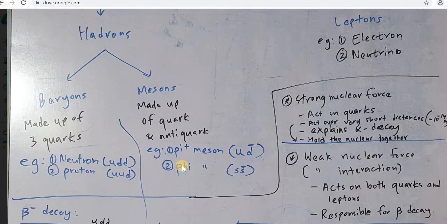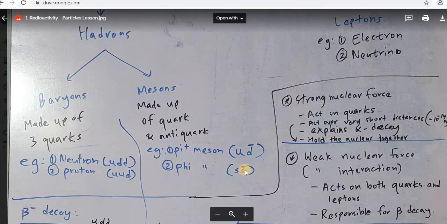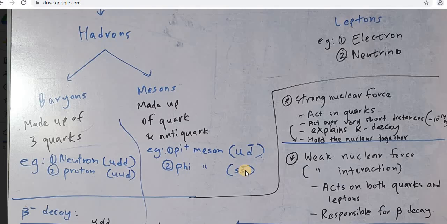Now, phi meson. Since it's a meson, it will have a quark and an antiquark. Now remember strange quark. I told you an easy way to remember. Strange means negative, right? Then negative 1 over 3. And this is anti-strange quark, so the charge will be plus 1 over 3. When you add these two together, it's 0. So this has 0 charge.